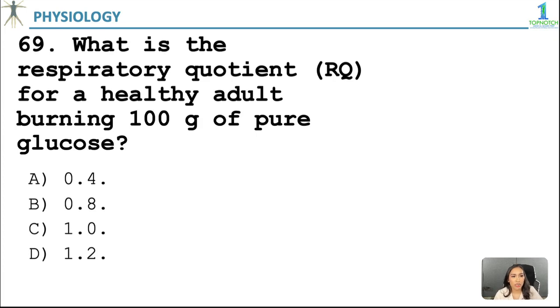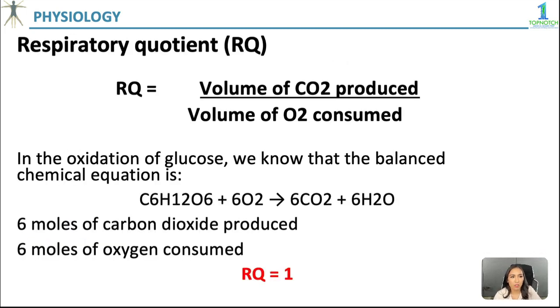What is the respiratory quotient for a healthy adult burning 100 grams of pure glucose? Again, may math na naman tayo. Be prepared for that. The correct answer is 1. Bakit? Let's look at the respiratory quotient. It's calculated by dividing the volume of CO2 produced by the volume of O2 consumed.